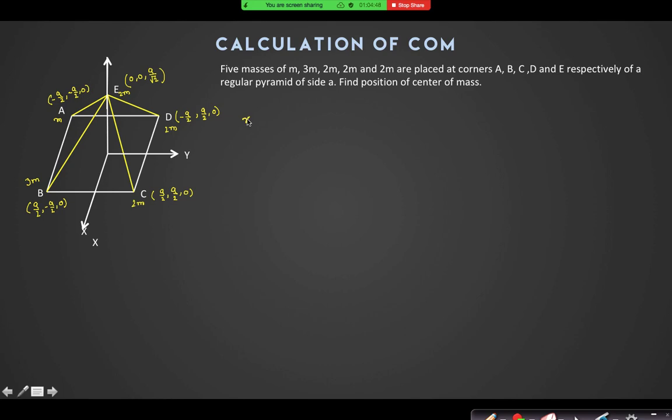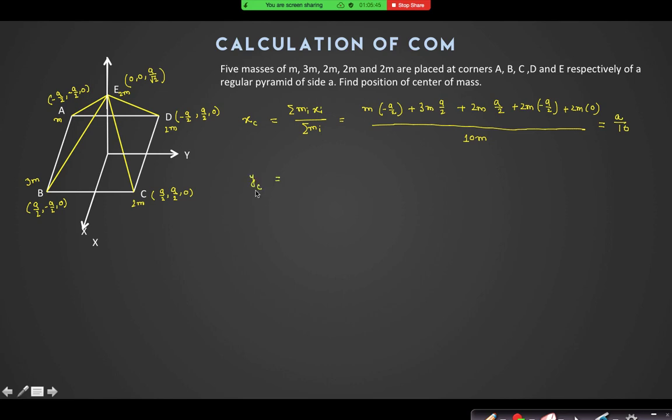Then the x coordinate of the center of mass is summation of mi xi divided by summation of mi. So I can write m into minus a by 2 plus 3m into plus a by 2 plus 2m into a by 2 and plus 2m into minus a by 2 and plus 2m into 0 for the particle at E. And in total I will divide it by 10m. What is it? It is a by 10. If you calculate it, 3m minus m, 2m into a by 2 is m into a, divided by 10m is a by 10.